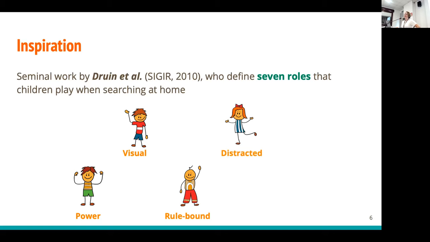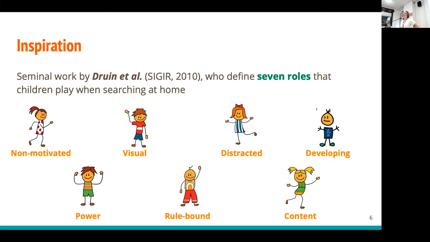The distracted one, we have distracted children that start and then they wave off because they see something cute, something nice, something that has nothing to do with what they were looking for. The content searcher, the one that just gets what they are looking for, and they're happy with that. They don't search anymore. The developing one, that is getting to become a power searcher, but still lacks strategies and ability to search. And finally, we have the non-motivated one that we want to tackle, of course. That is the one that is doing it just because the others are doing it as well, or because there is an extrinsic motivation behind this search. So those were the seven roles that Alison Druin and her group came up with.